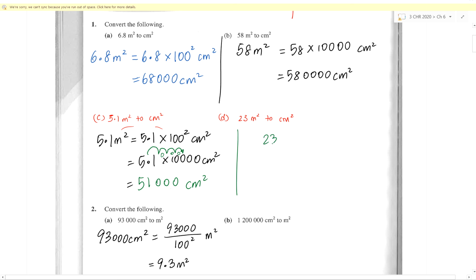Part D, 23 square meters will be 23 with 4 zeros square centimeters. So this is acceptable also without working. It's acceptable. But make sure you know what you're multiplying by. Okay, in fact, actually I recommend that you do the proper multiplication so that it is easier for you to check your work. Okay, next.